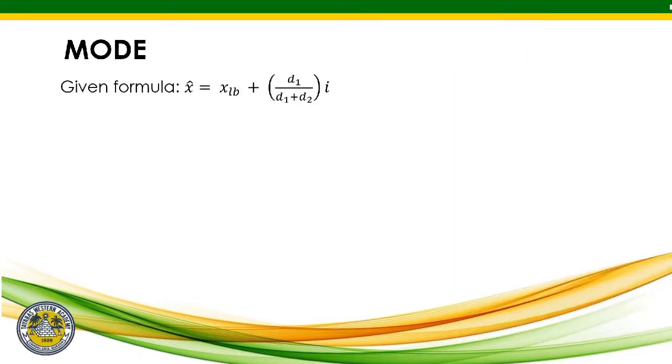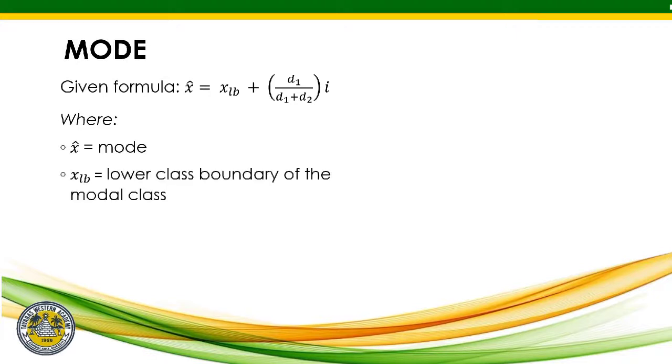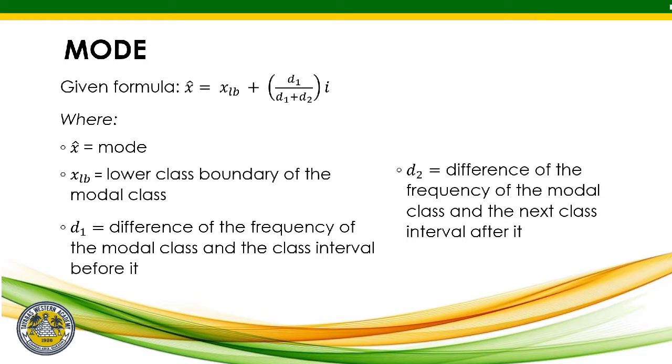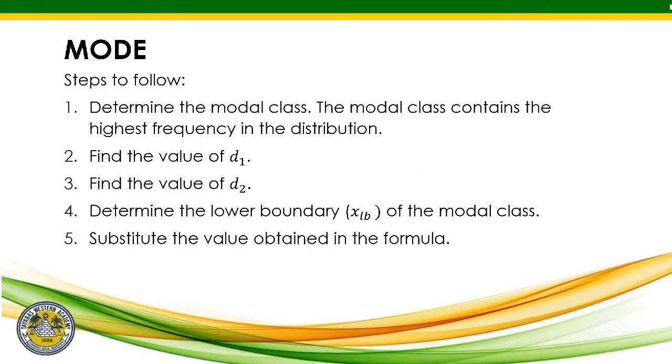Now the mode. The mode can be obtained by using this formula. Mode is equal to the lower class boundary of the modal class plus the difference of the frequency of the modal class and the class interval before it, over that same difference plus the difference of the frequency of the modal class and the next class after it, then multiply this by the class width or class size.